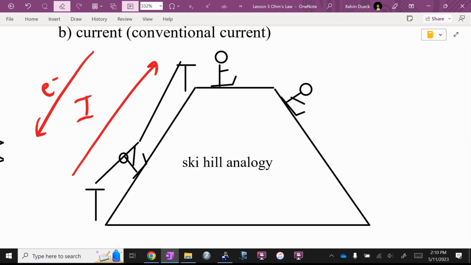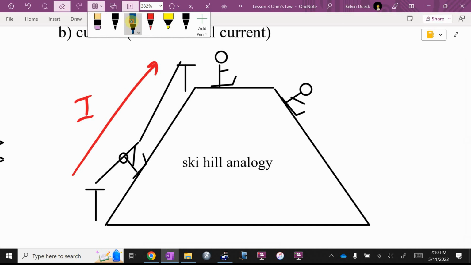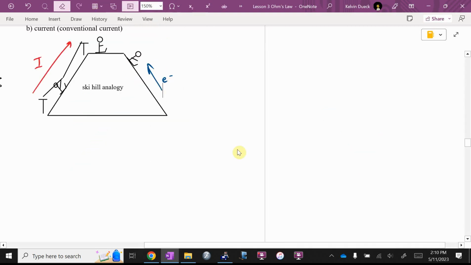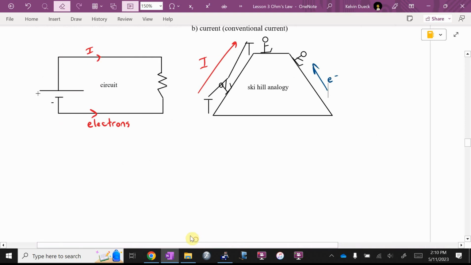Electrons, I'll change colors for electrons. You know what? I'll do the electrons on the other hill. Electrons would go that way, which is just yucky and confusing. So for the rest of this unit, we'll talk about conventional current, or current, as always flowing from a higher voltage to a lower voltage, even though an electrician would say, no, the electrons are going from the lower voltage to a higher voltage. Yeah, I know.